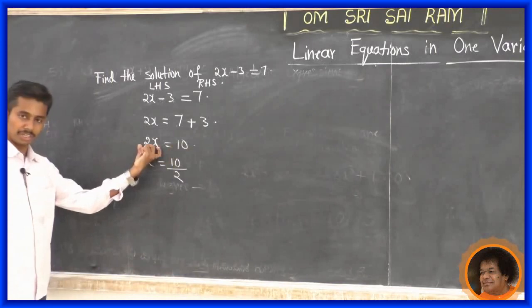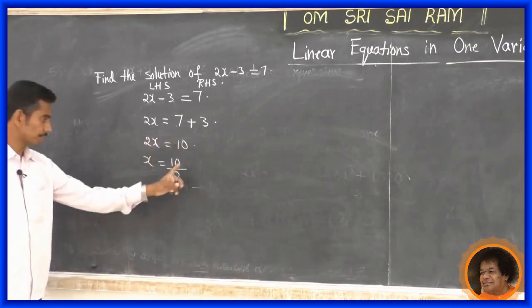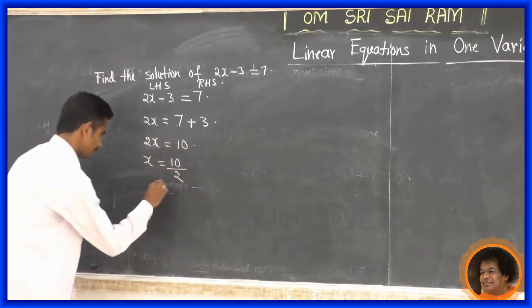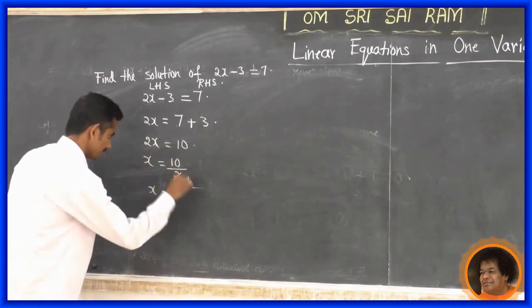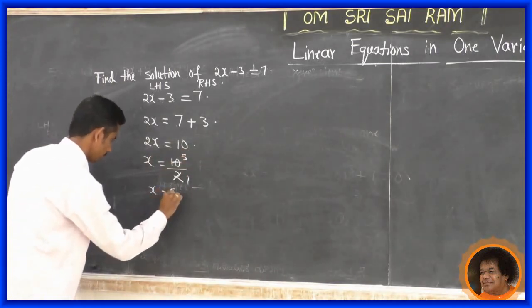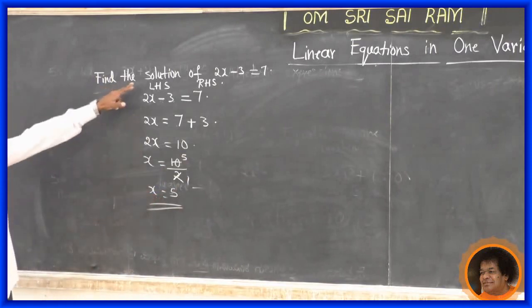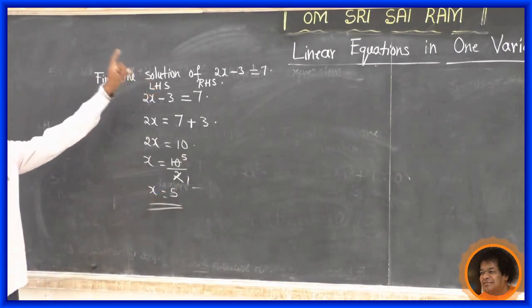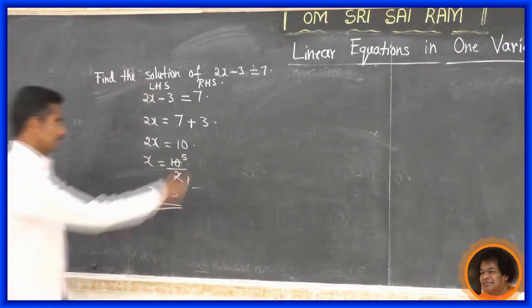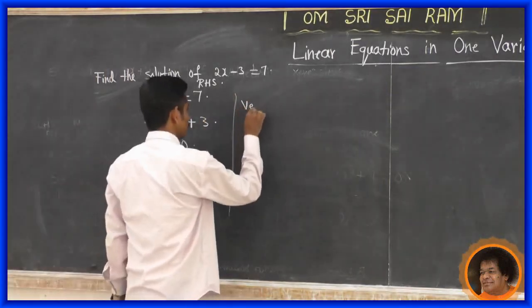Now this is a multiplication. It is transposed to the right hand side. It becomes a division. So 10 by 2 equal to, 2 ones are 2, 2 fives are 10. What is the value? x equal to 5 is the answer. Yes, this is the solution for the linear equation 2x minus 3 equal to 7. Let us verify it.